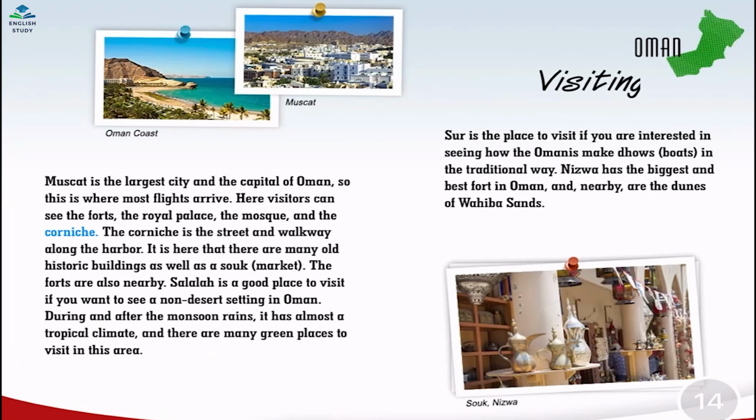Salalah is a good place to visit if you want to see a non-desert setting in Oman. During and after the monsoon rains, it has almost a tropical climate, and there are many green places to visit in this area. Sur is the place to visit if you are interested in seeing how the Omanis make dhows, boats, in the traditional way. Nizwa has the biggest and best fort in Oman, and nearby are the dunes of Wahiba Sands.